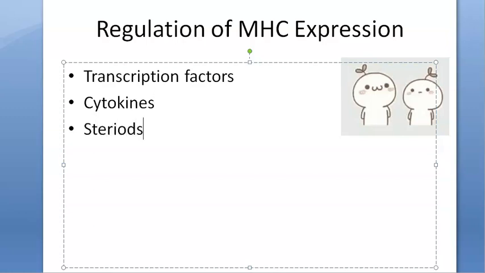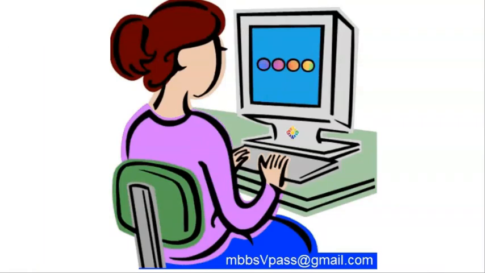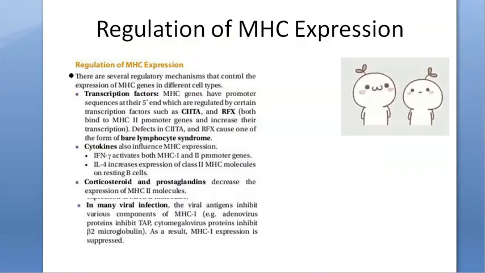Steroids, prostaglandins. So these decrease the expression of MHC2, the class 2 molecules. Okay. Viral infections. So all this will either help in expression or suppression of something. Okay, if you want the details, hope you have understood this.